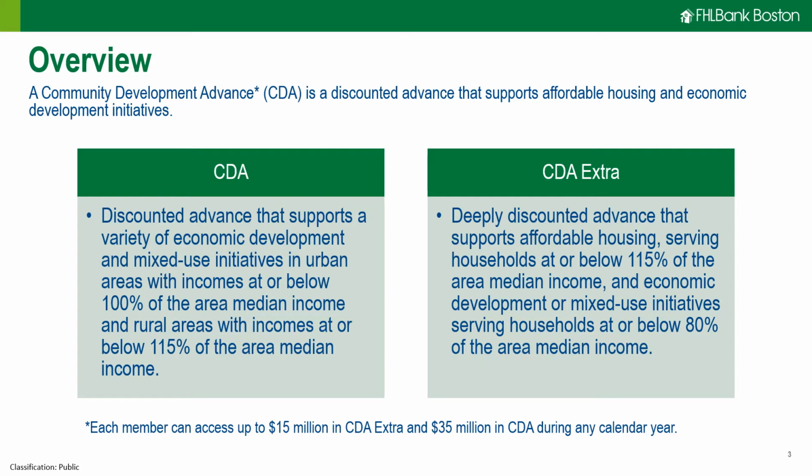With the CDA Extra Advance, you can qualify for up to $15 million per year, and the CDA you can qualify for up to $35 million per year.